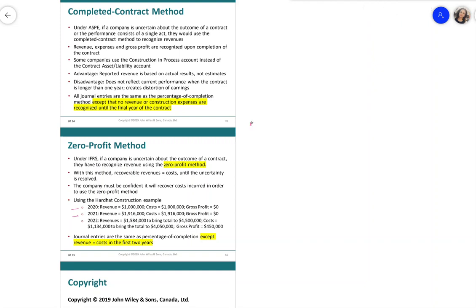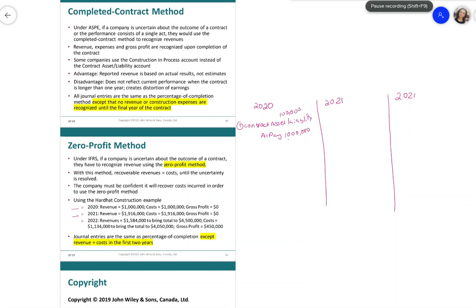If you were to do the first entry, our first entry for 2020 will be exactly the same. In this case it is 2021. The first entry is where we paid for the material. Your debit will be your contract asset/liability, and credit will be your accounts payable or material. In this case, accounts payable. The cost of our material was $1 million.